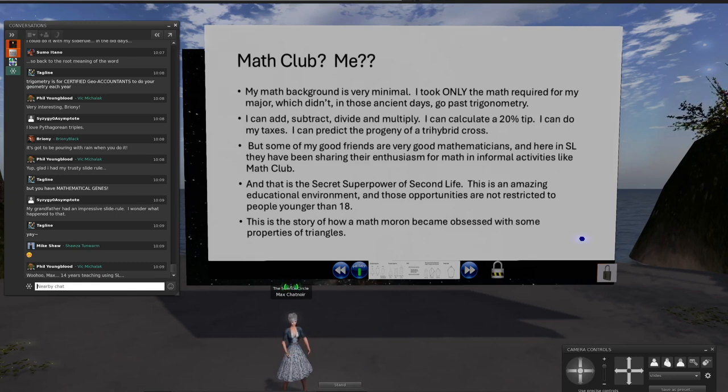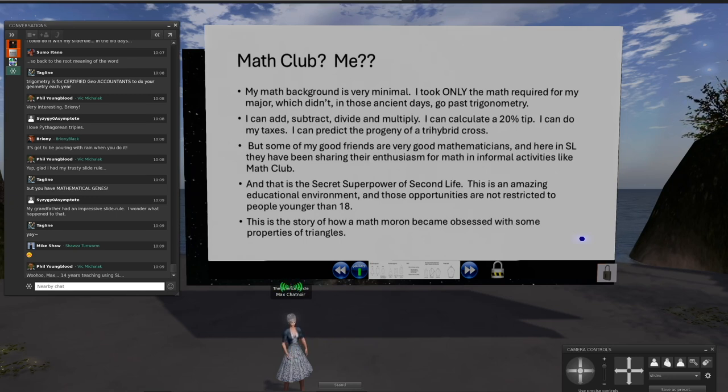I can add and subtract and divide and multiply. I can calculate a 15 or 20% tip. I can do my taxes. I can figure out the progeny for dihybrid and trihybrid individuals in a cross. So I can do basic arithmetic, but that's about it.